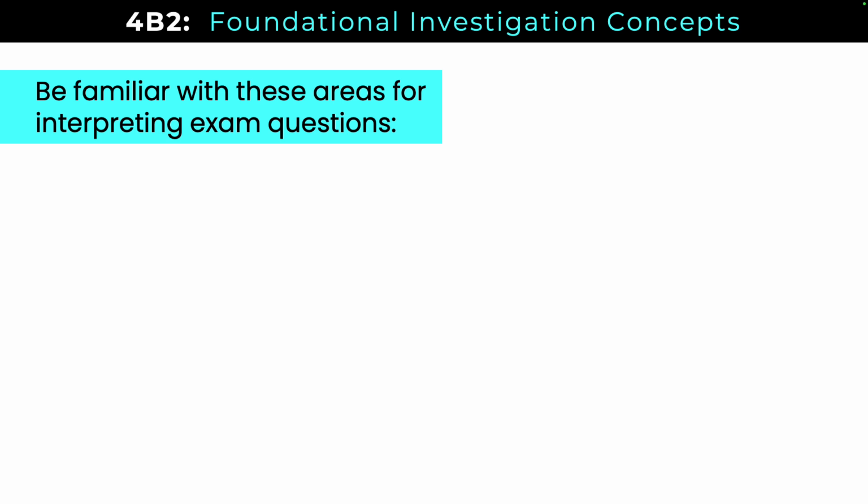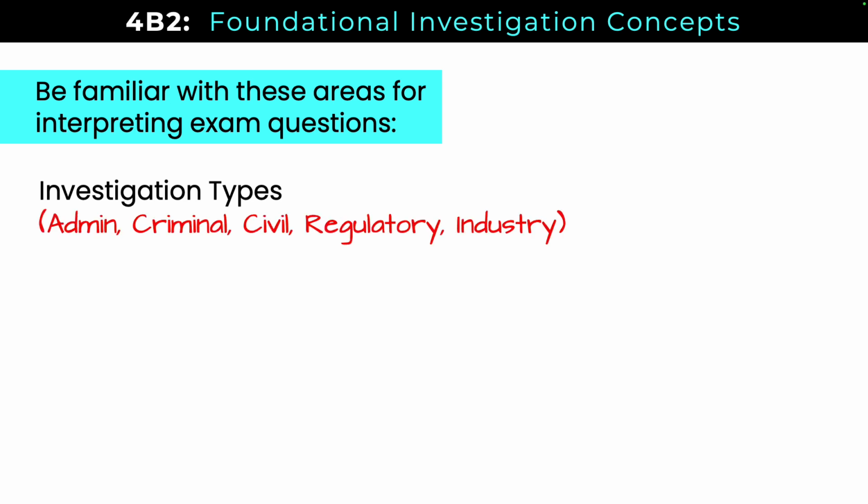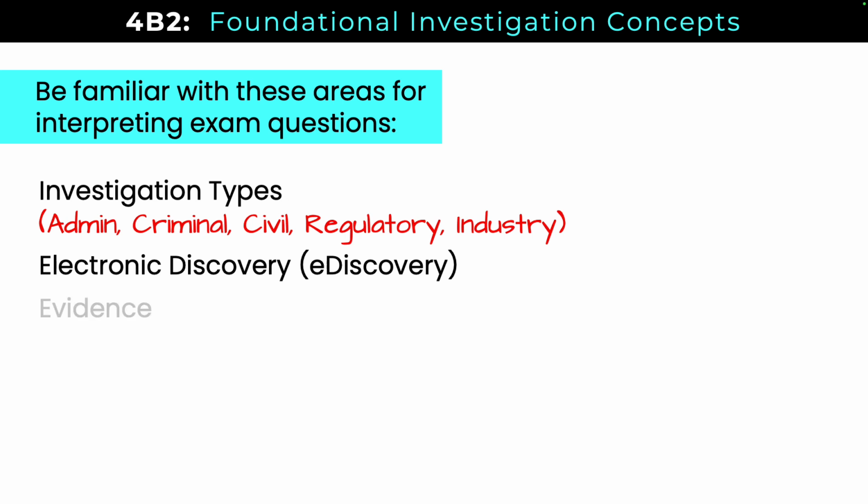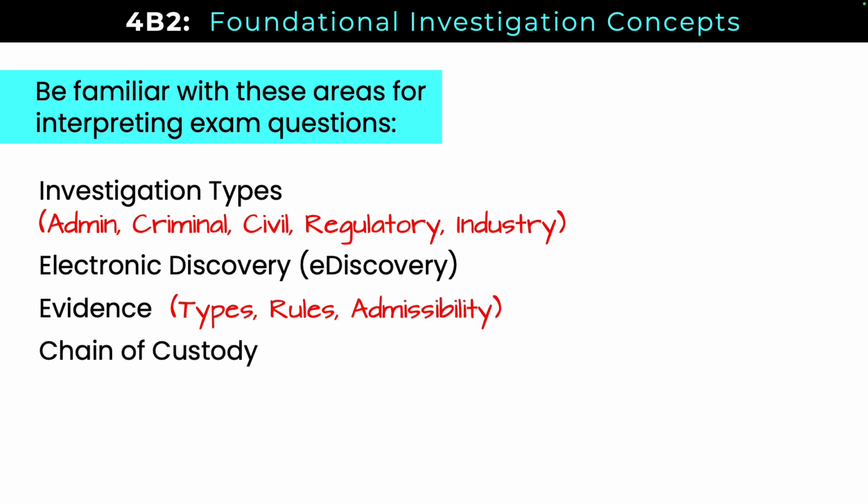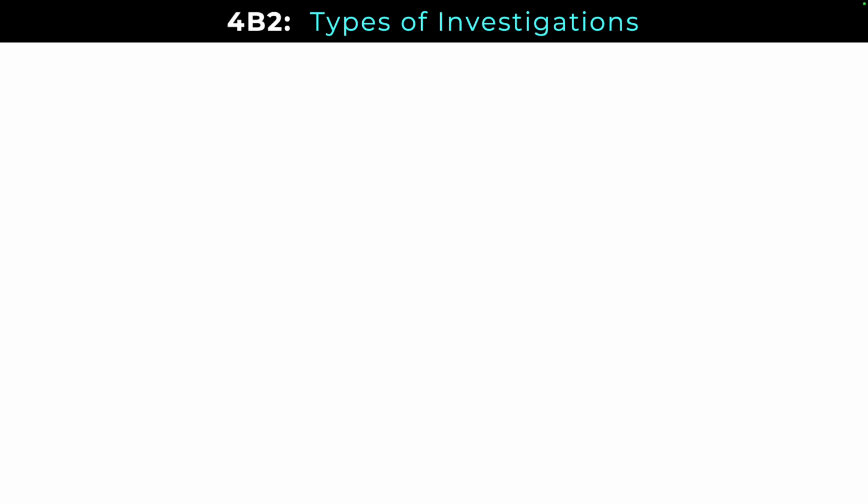So you do want to be familiar with a few different areas when you're interpreting questions on this exam. Investigation types we need to touch on: admin investigation, criminal, civil, regulatory, and industry or industry standard investigations. E-discovery, evidence. So evidence types, evidence rules, admissibility, the chain of custody, the most important element of evidence handling, digital forensics. Now, I want to make sure that you understand the difference between e-discovery and digital forensics.